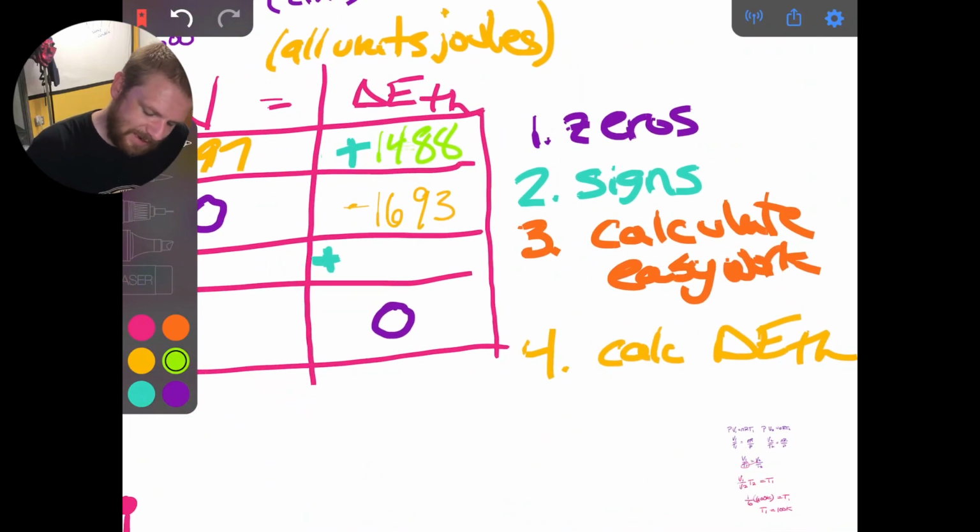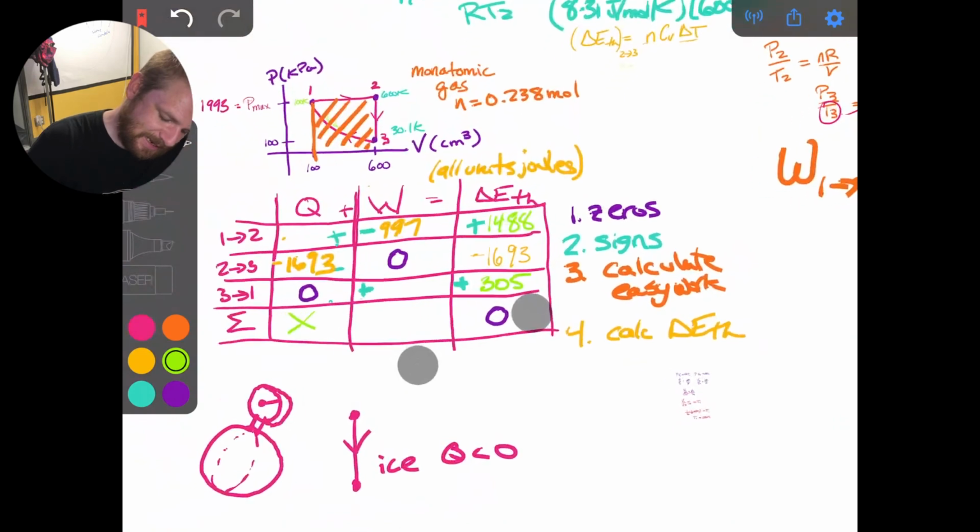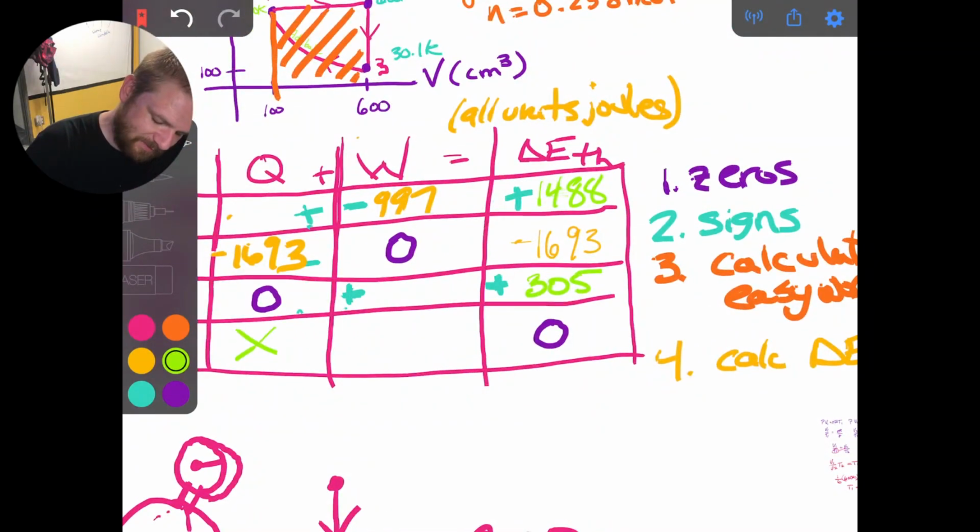All right, so now we can figure out quite a few additional values here. We have that the sum around the loop has to be 0. So 1488 minus 1693 plus what's left is going to have to equal 0. So that is 305 joules for this process. And now we know this is 305. We have to sum across the row because Q plus W equals delta E thermal. So 0 plus blank is equal to 305. So this is also 305 joules.